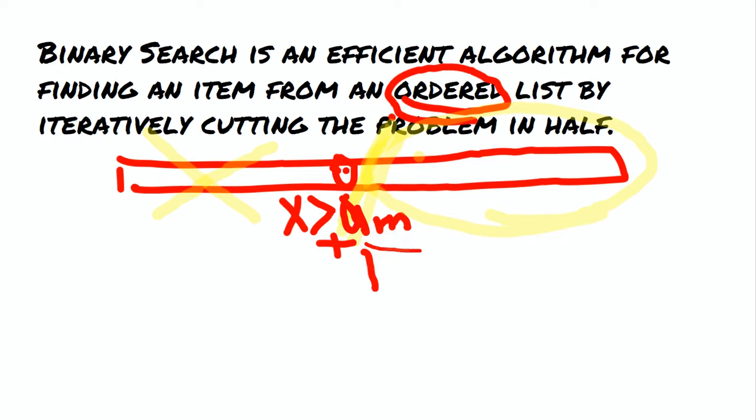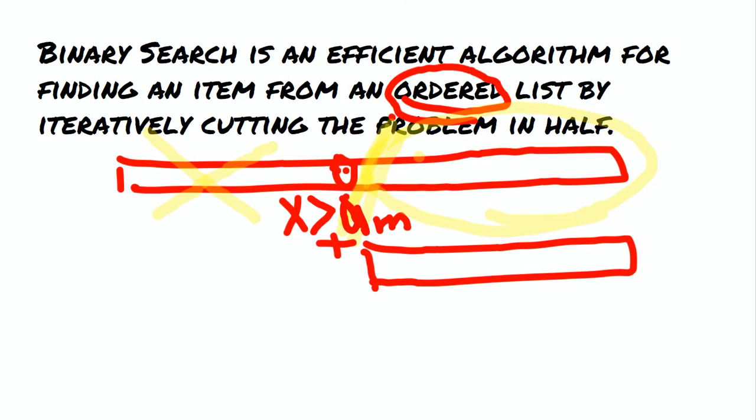If we have the upper half now, then we will simply repeat the process. Get the middle term and compare the middle term to our query. If our query is greater than our middle term, then we're going to abandon the first half. Else, if this is false, that means the middle term is greater than our query, then we have to abandon the upper half.